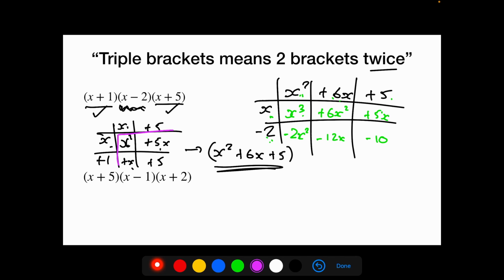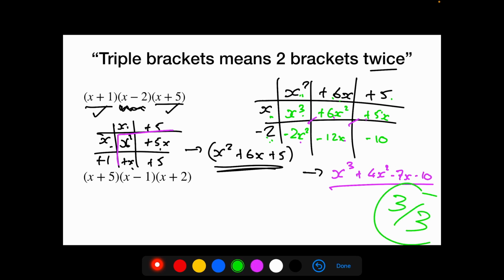Finally, I need to collect together. There's some more parts here that you can put together. So the final answer for 3 out of 3 marks is x cubed, 6 minus 2 of something, that's 4x squared, 5 minus 12, so that's minus 7x, minus 10. And there you go. We've got 3 out of 3 reliably. We get 1 mark for doing this here, 1 mark for our method, and we get the other one for doing it nice and accurately.